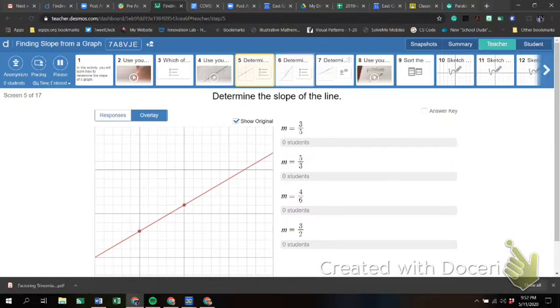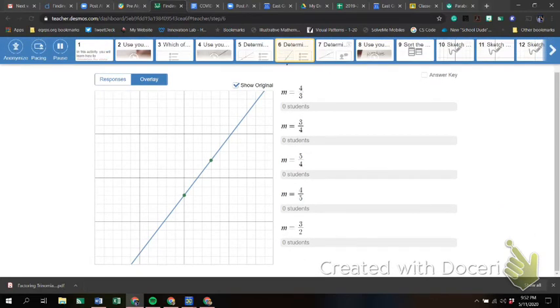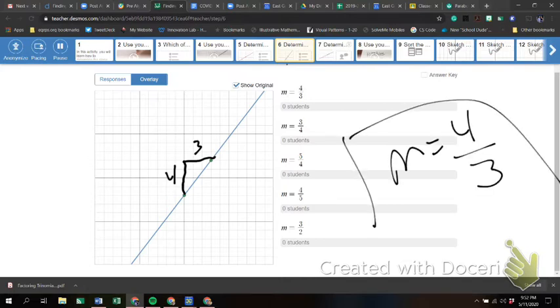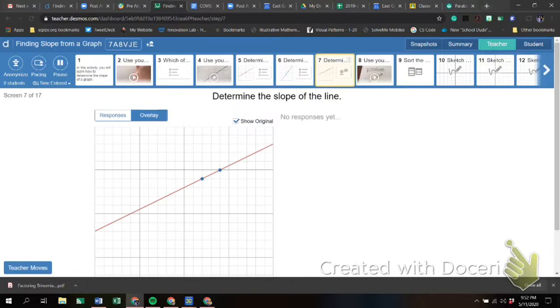So let's jump to slide 6. On this one, point to point, I'm going to go up 1, 2, 3, 4, over 1, 2, 3. Up 4, right 3. My slope is 4/3, a rise of 4, a run of 3. Let's jump to 7. Determine the slope of a line. Here I have a rise of 1 and a run of 2. So my slope, or my rise to run, is 1/2.